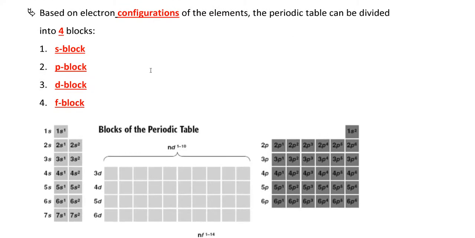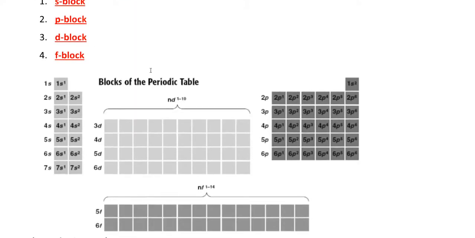And right down here we see a periodic table that has been divided as such. Over here on the left side, these are the S block elements. There's groups 1 and 2. The P block elements are over here. Those are groups 13 through 18. The D blocks are right here. Those are the D block elements, the transition metals. And then down here are the F block elements, also called the lanthanides and actinides.